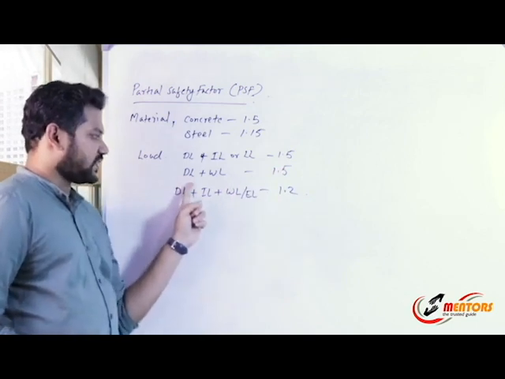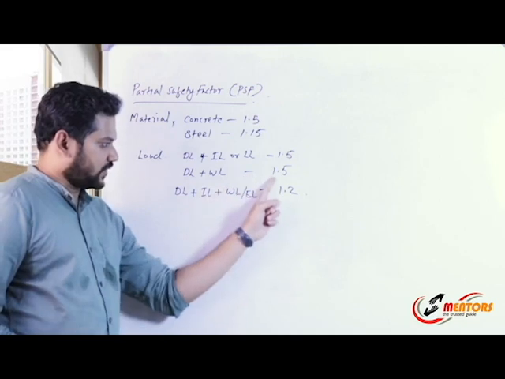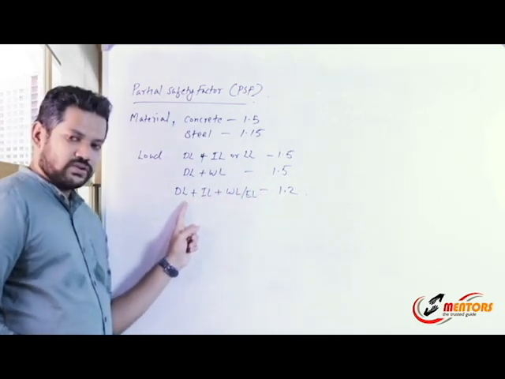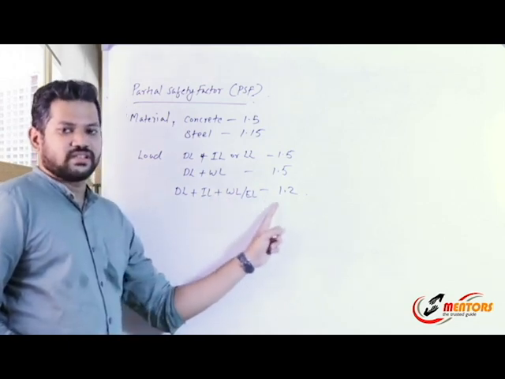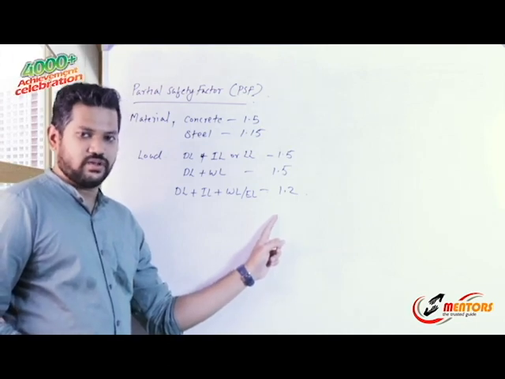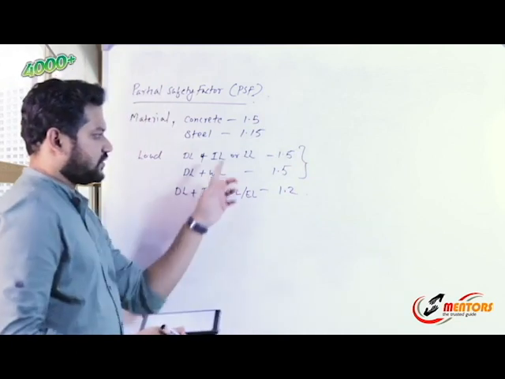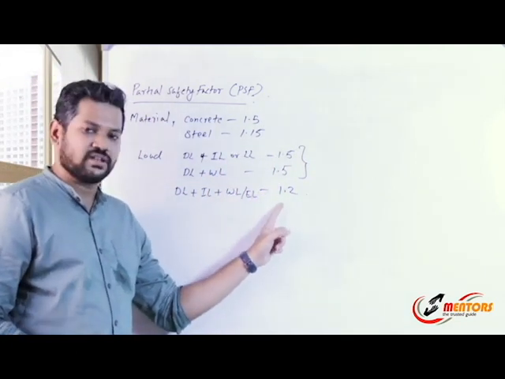Then for the combination of dead load plus wind load, where WL stands for wind load, the partial safety factor is 1.5 again. Then for the combination dead load plus imposed load plus wind load or earthquake load, the partial safety factor is a little less, that is 1.2. So for the first two combinations of loads, the partial safety factor is 1.5, and for this one it is 1.2.